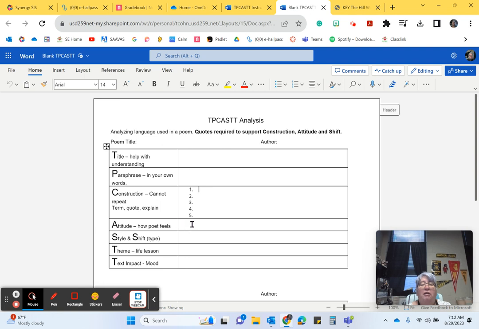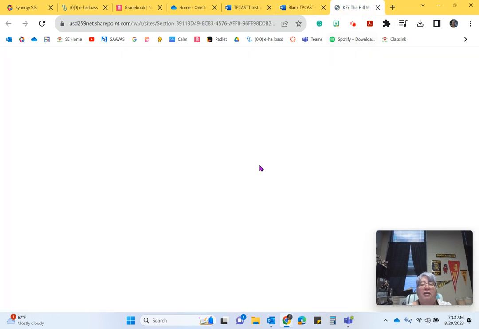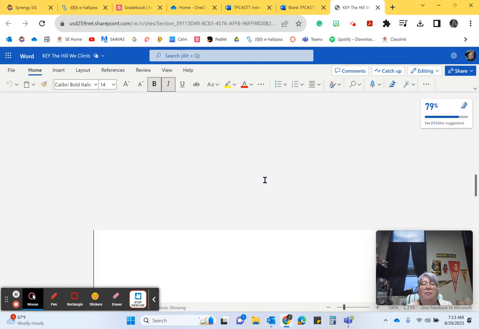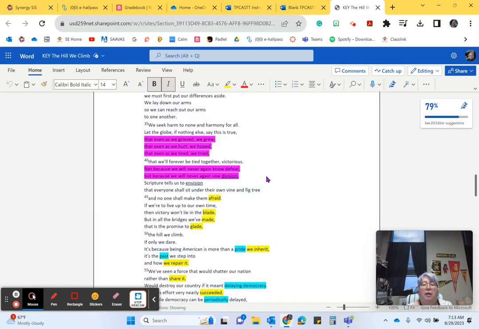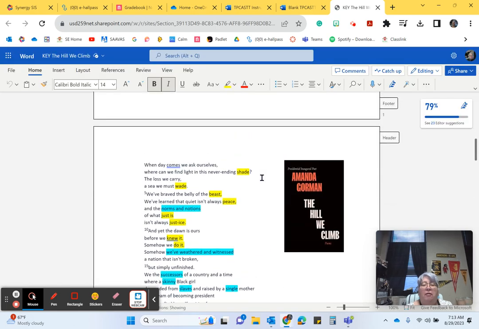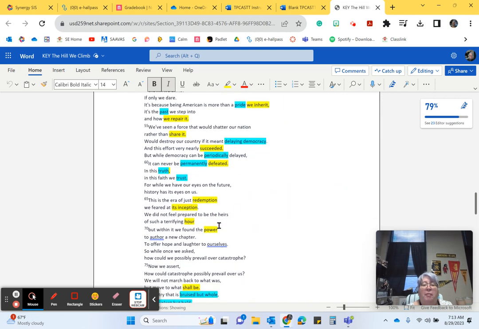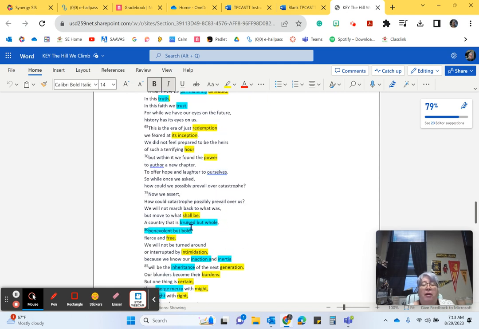All right, then we look at the attitude, how the poet feels. And in this poem, we see a lot of hope. So through the dark, Gorman does find a lot of hope in America. She talks about redemption. She talks about power. She talks about, there's always, no matter what, she always offsets a negative by a positive.